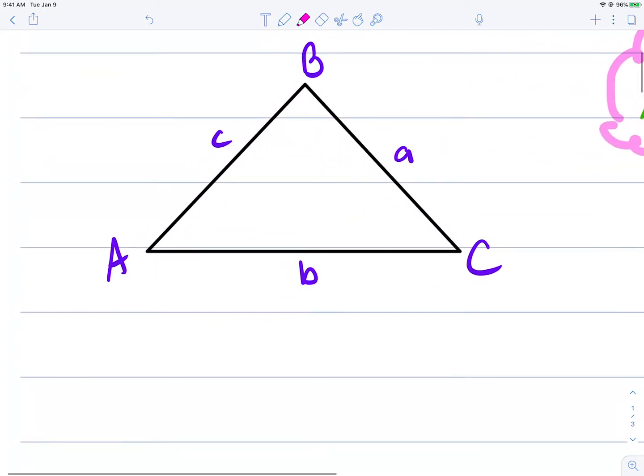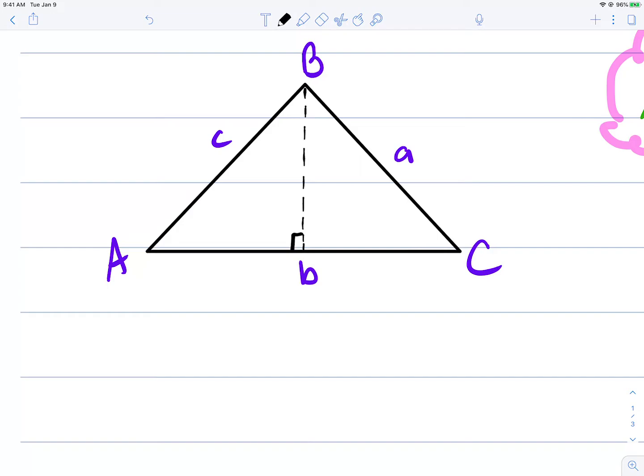So let's say we have this triangle here. Now normally with finding the area of a triangle, we go base times height divided by 2. And the height is like the altitude, the highest point to the bottom. So let's draw that altitude. I'm going to make this a 90-degree angle.